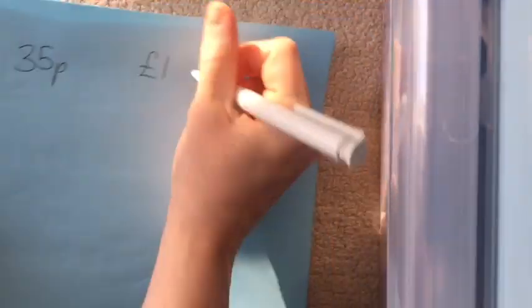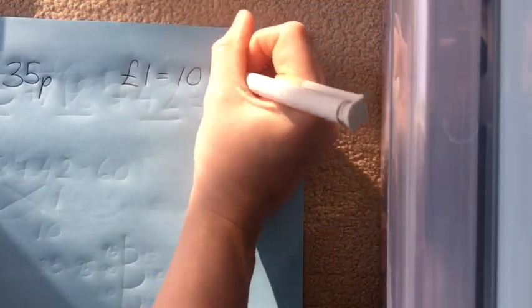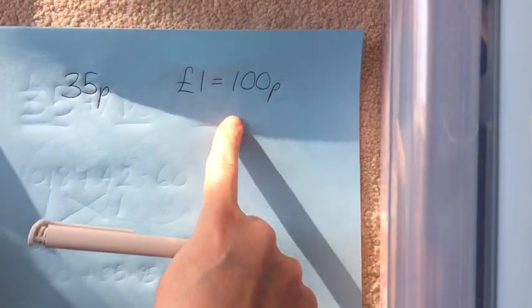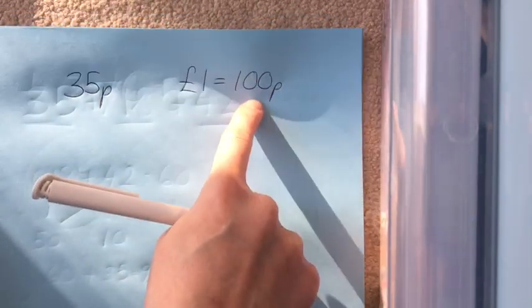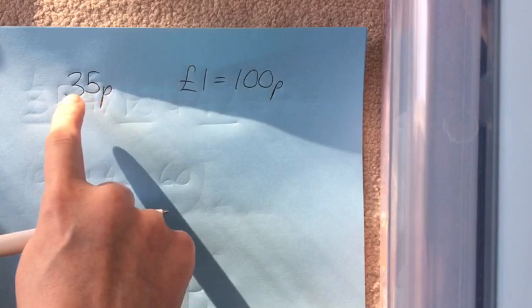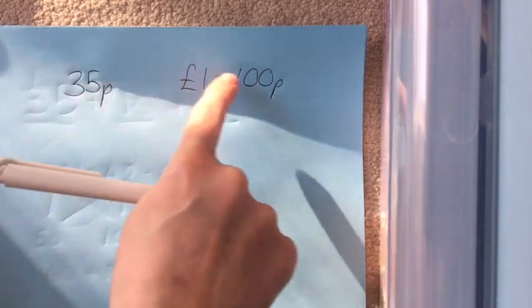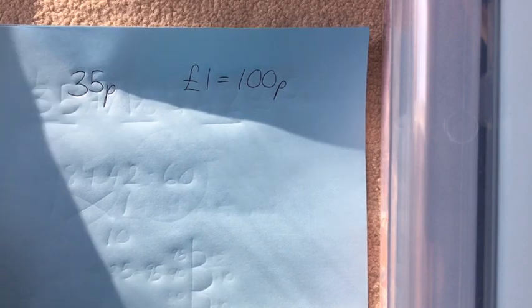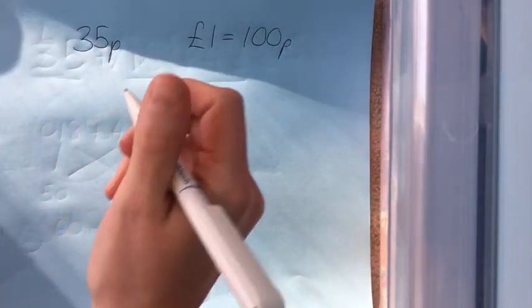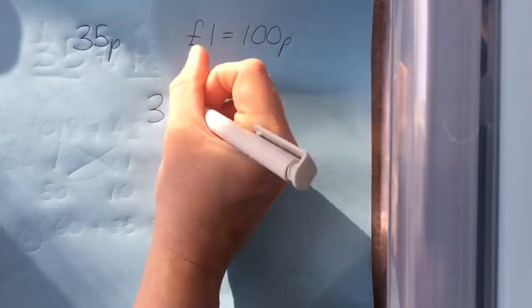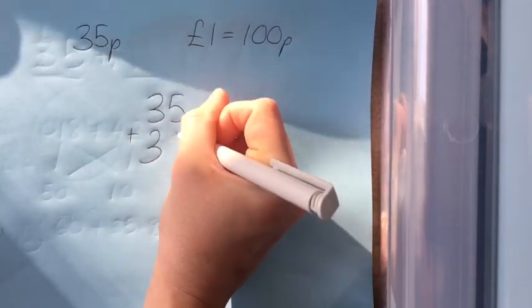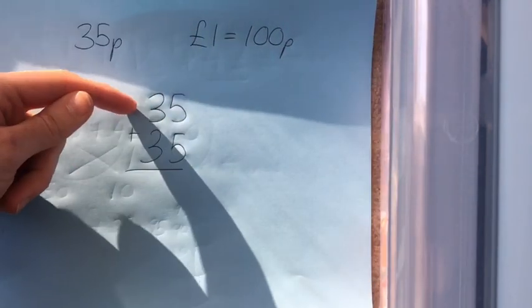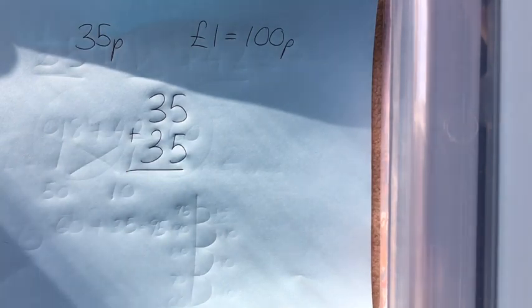Now, £1 is equal in value to 100p, and that is a conversion that I need to remember today to help me. So I need to think about how many 35s go into 100, but I'm not that good at counting up in 35s. So I'm going to start slowly, and I'm going to say 35 add 35, and I'm going to use my column method for this one. I'm challenging myself to use that.